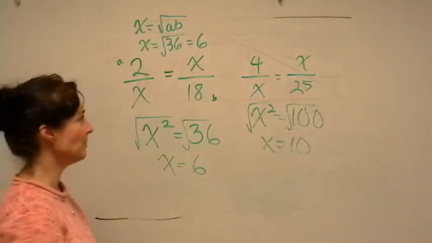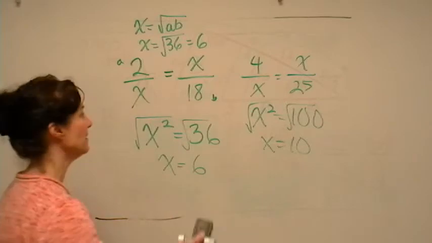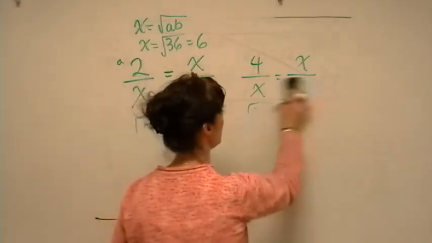Now another problem that people are having is being able to simplify these square roots. Square roots are also called radicals.